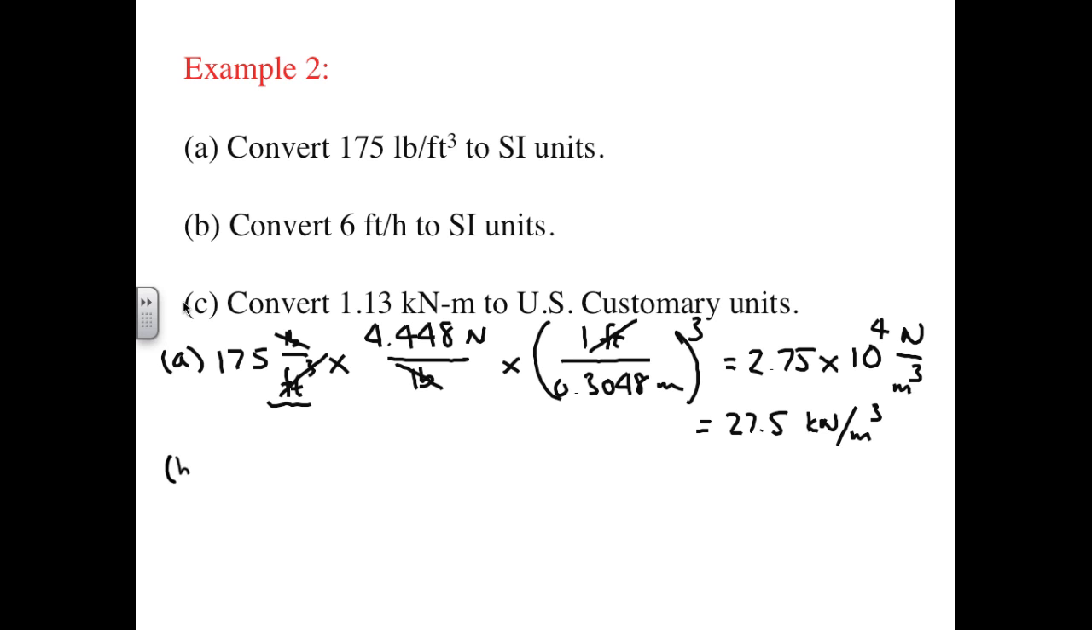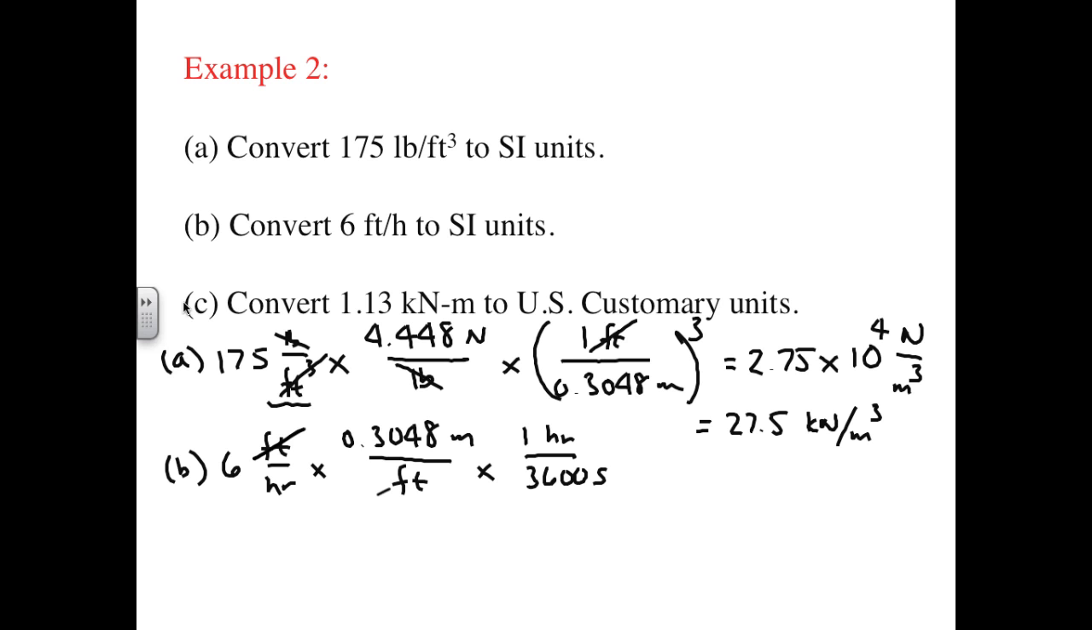Our second example gives us a speed in feet per hour. We could take 6 feet per hour and multiply that by 0.3048 meters per foot times 1 hour per 3,600 seconds. Again, we multiply this in such a way that the units cancel in numerator and denominator, and we get a speed in meters per second. In this case, that turns out to be equal to 5.08 times 10 to the minus 4 meters per second. And we can then use our millimeter prefix to write that as 0.508 millimeters per second.